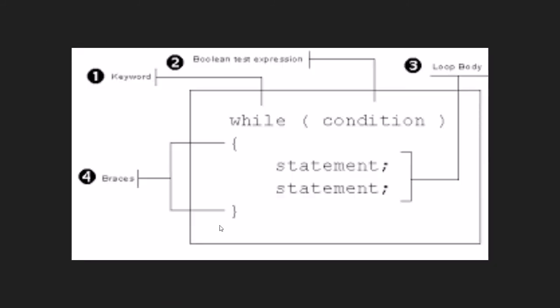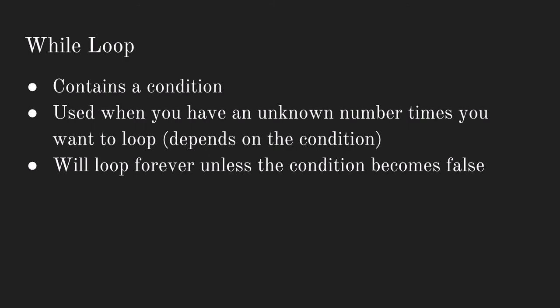The second loop we're going to go over is the while loop. And the difference between a while loop and a for loop is that a while loop contains a single condition. And as long as this condition is true, then the compiler will continuously execute these statements until this condition is somehow not met or becomes false.